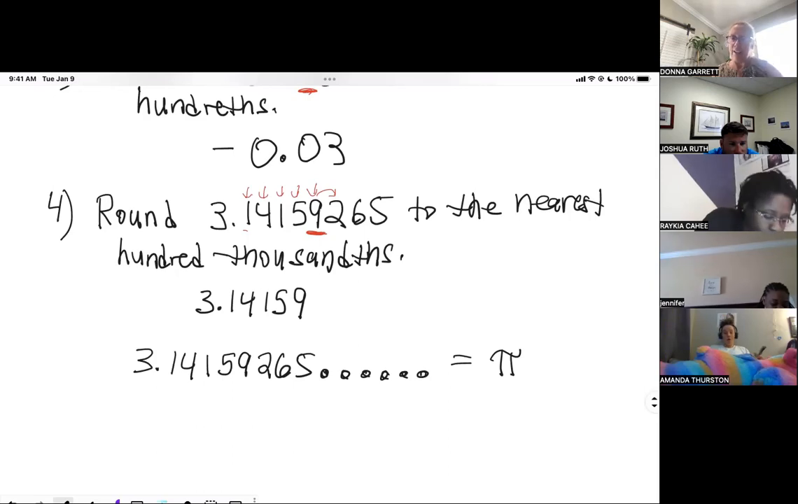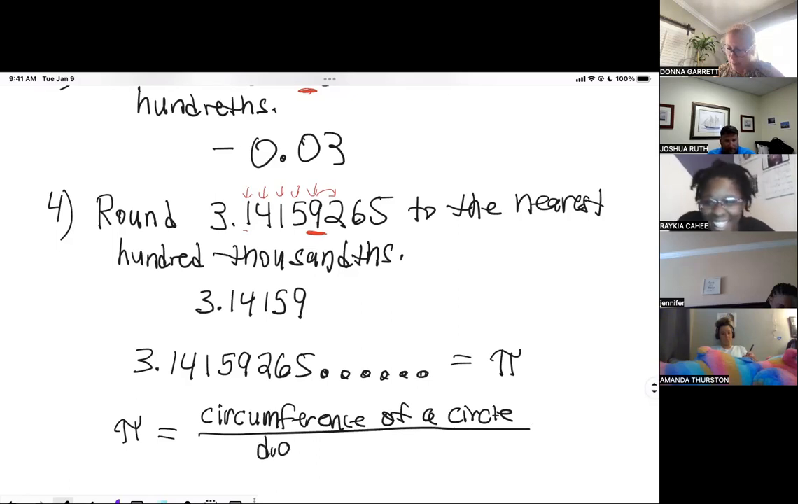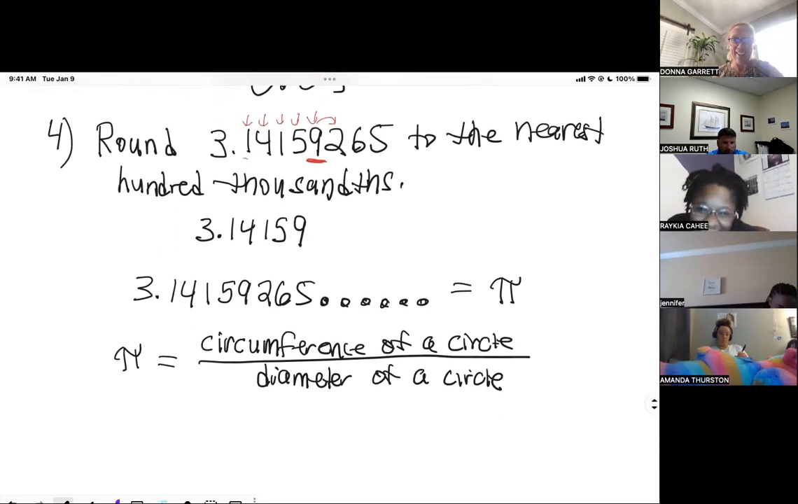So what is pi? Anybody know how pi is defined? Probably not. They don't talk about it a lot. Do you have to know this really? No, but I'm going to tell you anyway because it's cool. This is when I get to be geeky. It's the circumference of a circle divided by the diameter of a circle.